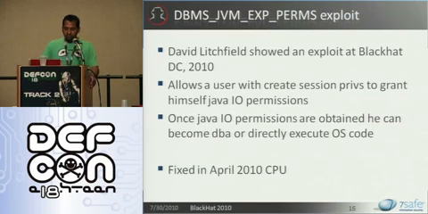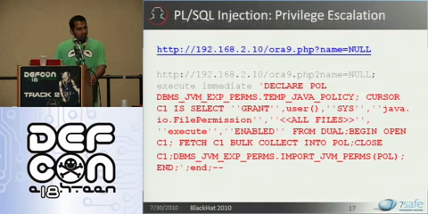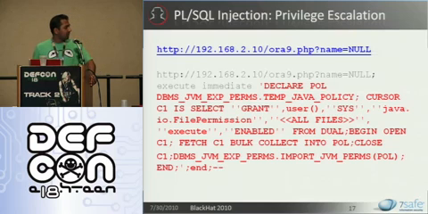David Litchfield showed an exploit at Black Hat DC this year, which allows a user with just create session privileges to grant himself Java I/O permissions. And once these Java I/O permissions are obtained, OS code execution is possible. This issue was fixed by Oracle in the April 2010 CPU. So this is how the exploit looks, and you can use it from web applications.